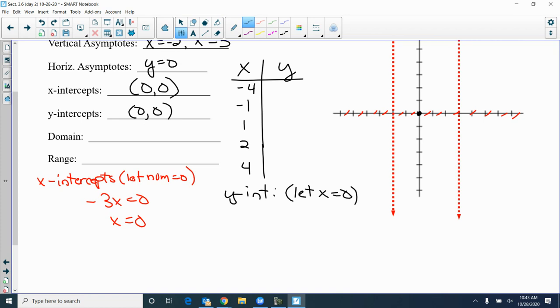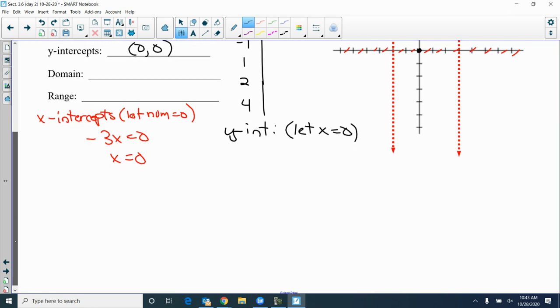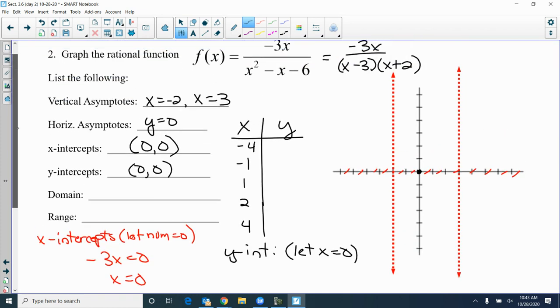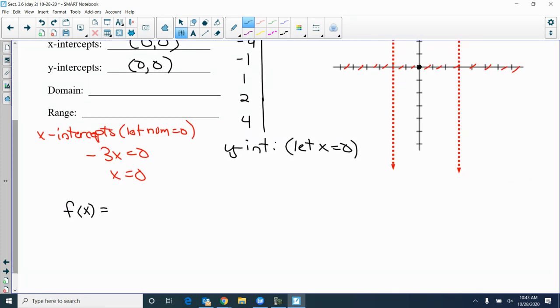You can plug them into the original, or you can plug them into the factored form. I don't know which one's easier. -3x.